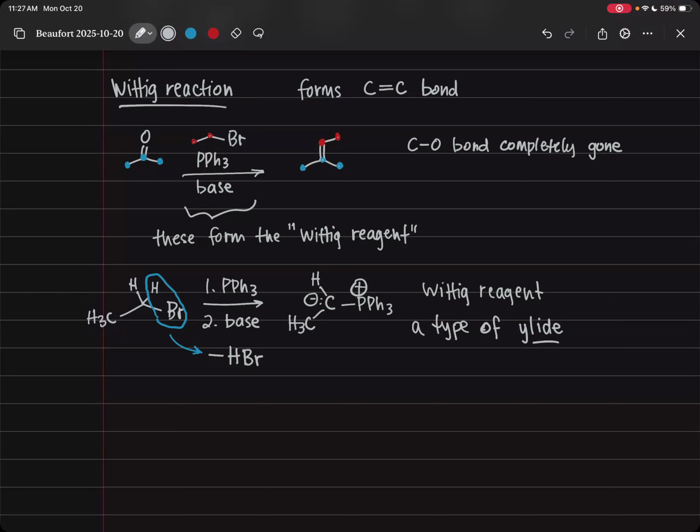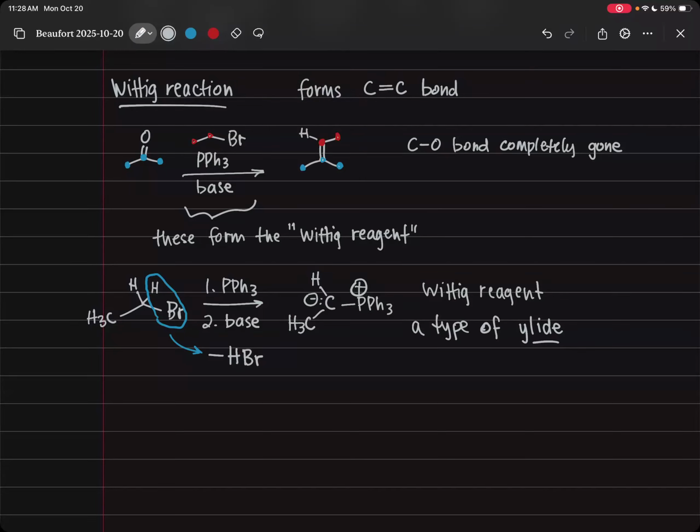But the important thing here is that we now have a carbon with two substituents other than the triphenylphosphine, which is going to come off in a moment. But these two substituents, the hydrogen and the methyl group, are going to be the two substituents that end up on this carbon side of the alkene. So there's the hydrogen and the methyl group.